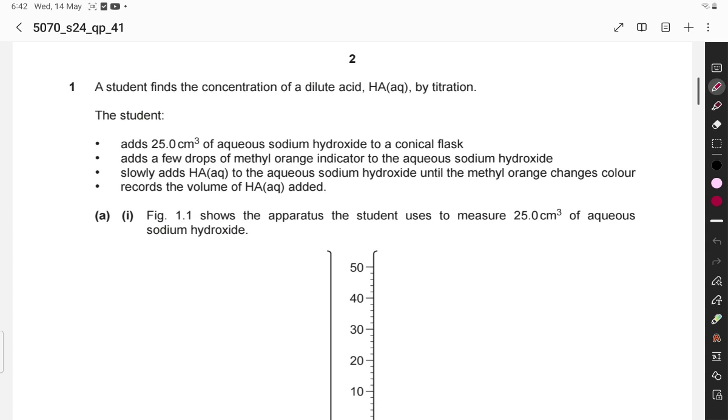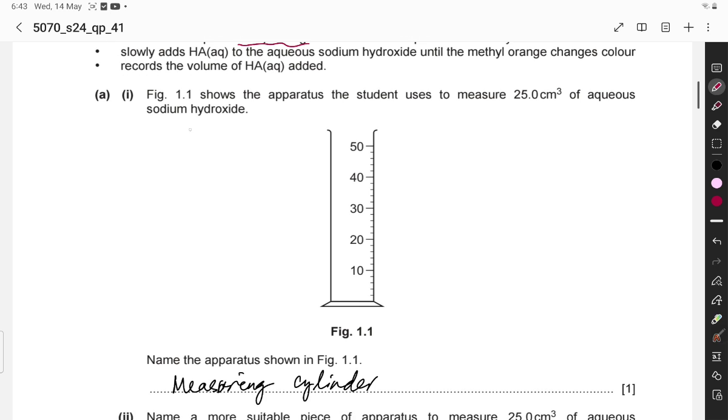A student finds the concentration of dilute acid HA by titration. The student adds 25 cm³ of aqueous sodium hydroxide to a conical flask, adds a few drops of methyl orange indicator, then slowly adds HA to the aqueous sodium hydroxide until the methyl orange changes color. Record the volume of HA added. Figure 1.1 shows the apparatus the student uses to measure 25 cm³ of aqueous sodium hydroxide.